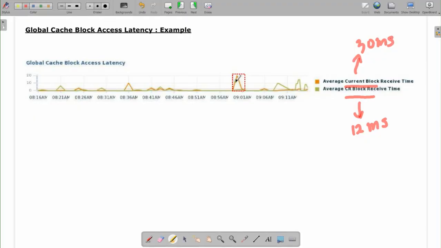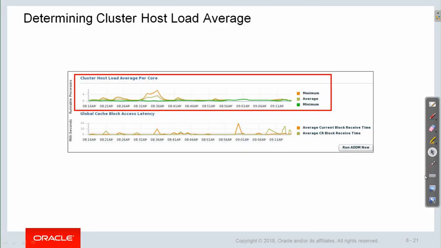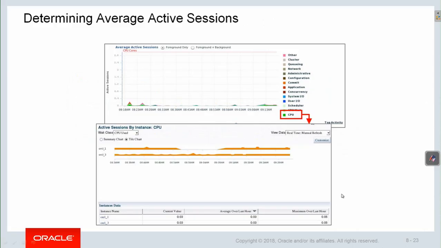And in this particular example, the peak time is around 9. And as you can see, at this time, I only see 20 milliseconds, and only for a very short amount of time. So average current block receive time during the peak time was 20 milliseconds. So it's still lower than the upper bound of a typical latency, so it is acceptable. So let's come back. Now I reviewed this. Now let's take a look at average active sessions.